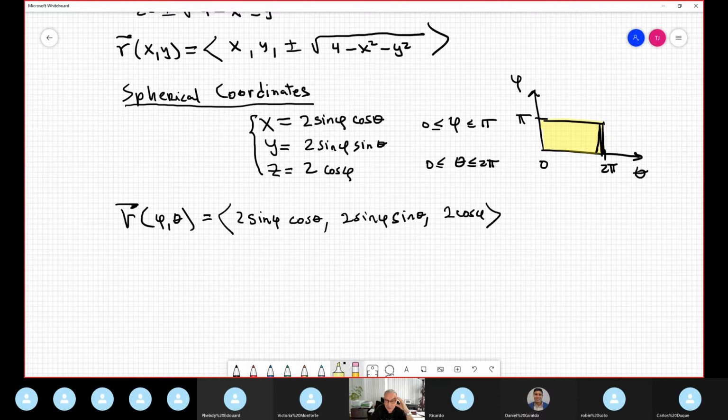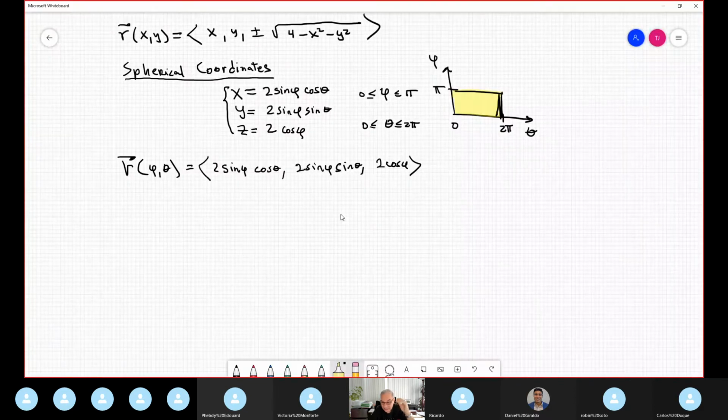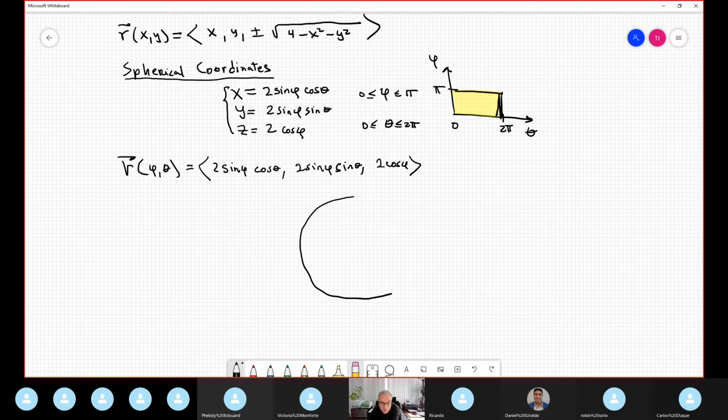But I want to understand this geometrically. This is my sphere. I proved mathematically that this is the vector valued function. However, I know that geometrically, this is my sphere, like that, radius 2. I don't need to represent the x, y, z planes, but you can imagine them.